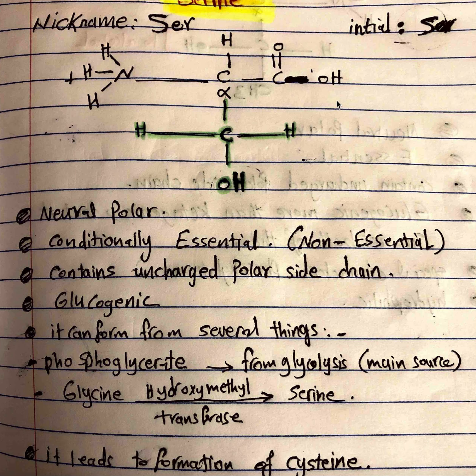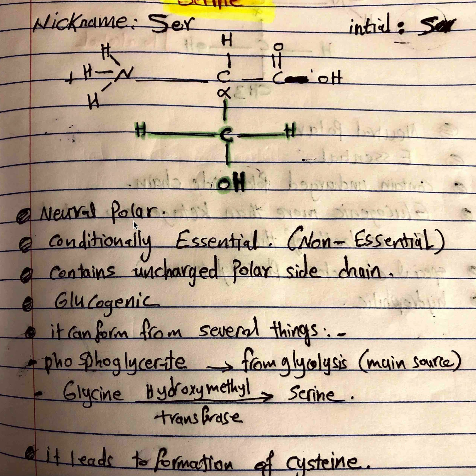So we have the backbone, which has a carboxylic group, then the central carbon, then the amino group, and then the side chain of the serine. We have another carbon here, and it has a side chain which is OH. It is important to remember that this OH makes it polar. We have serine and we also have threonine. Both of them contain OH. It contains another carbon, and this carbon is attached to the OH.